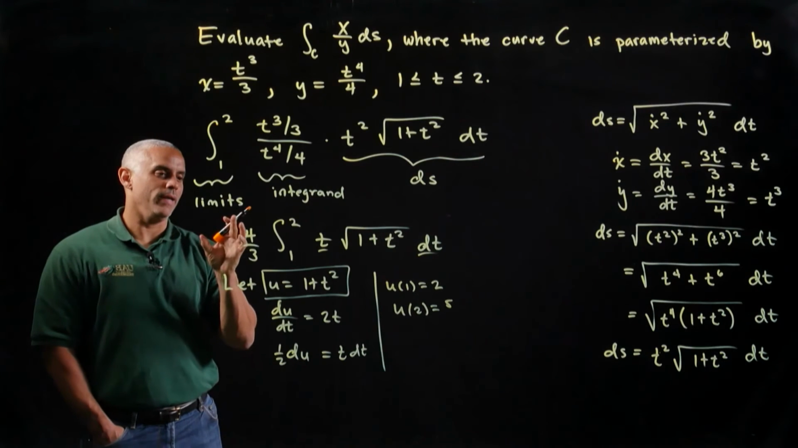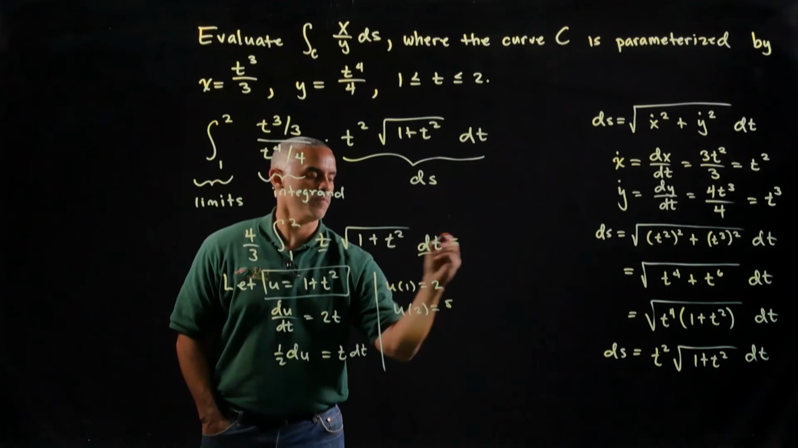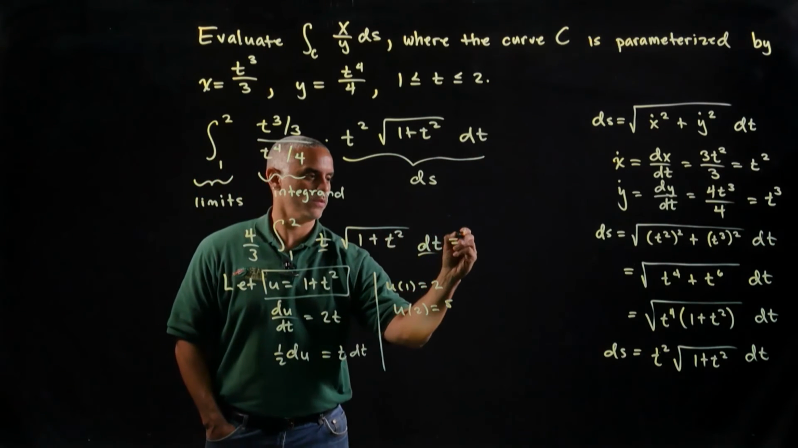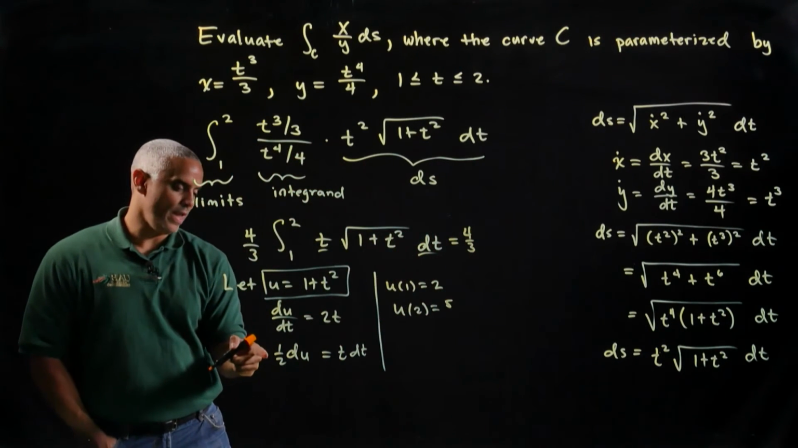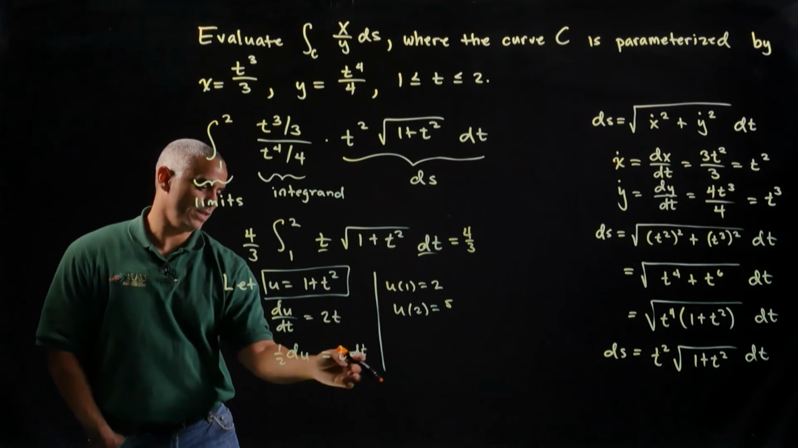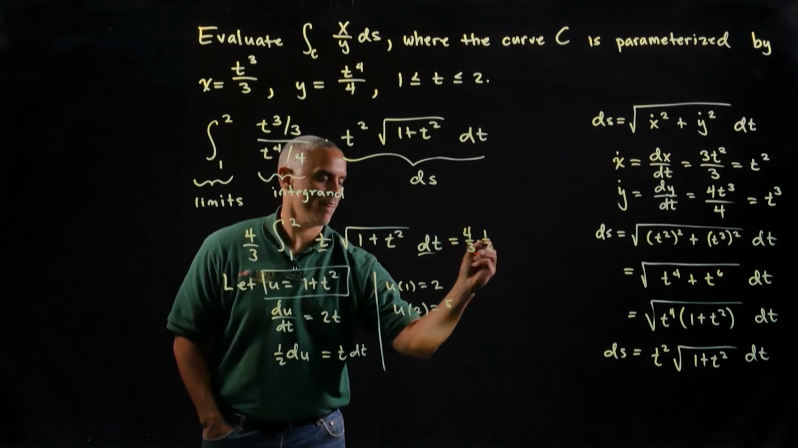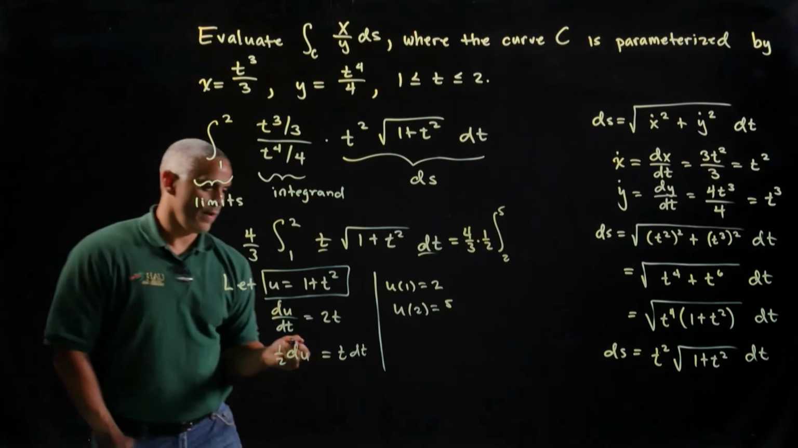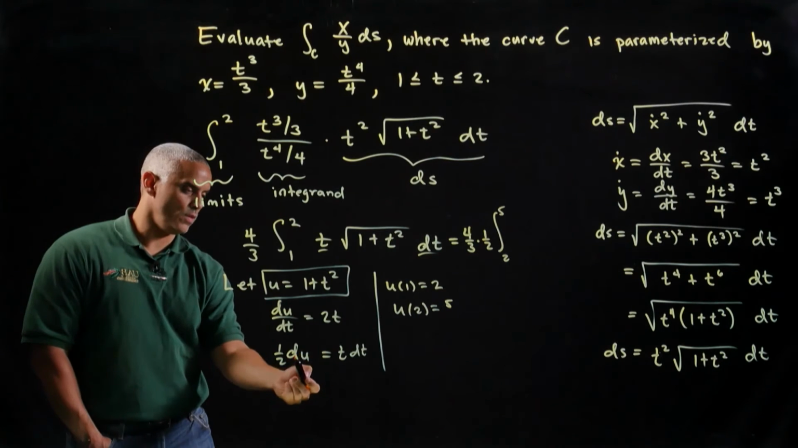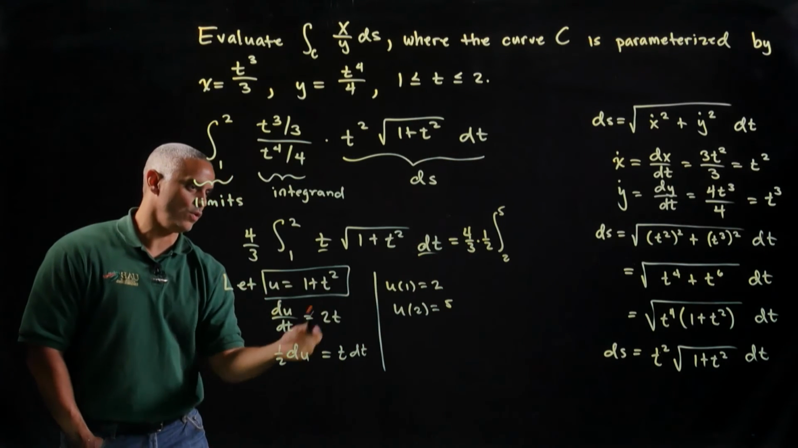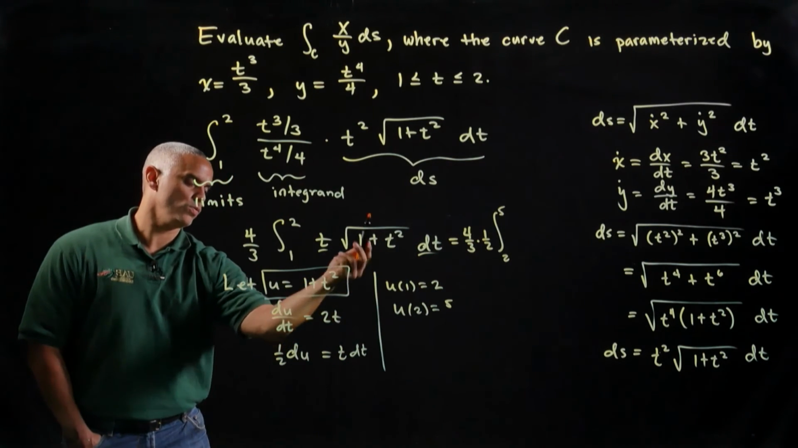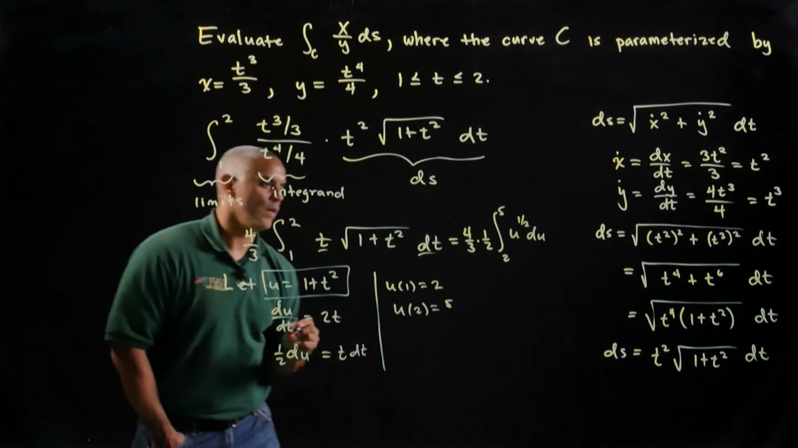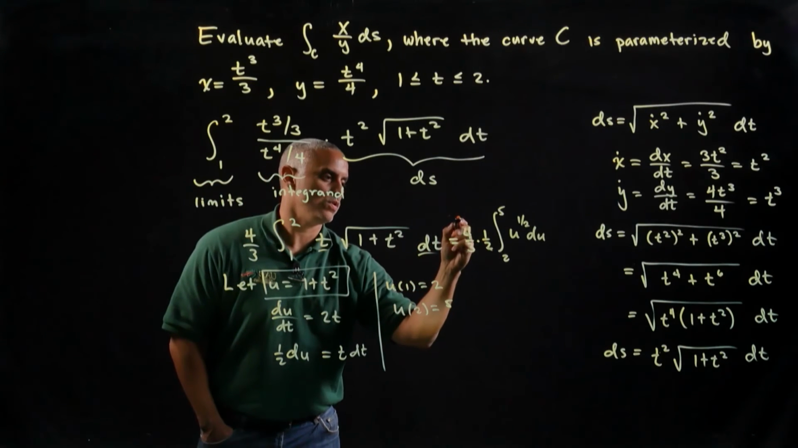So my integral in u space should give me the 4/3. I have a 1/2 that's going to come from the t dt. My integral goes from 2 to 5. And my t dt is just going to be the 1/2 du. So 1/2, I have a du. And this is going to be u to the 1/2 power du. 4/2 just leaves me with a 2.